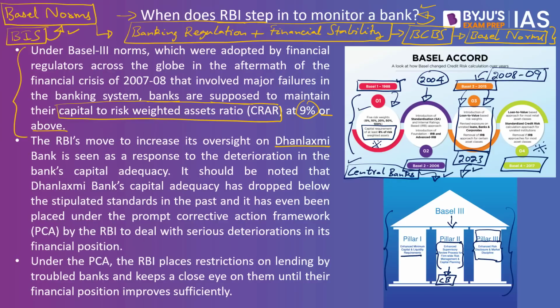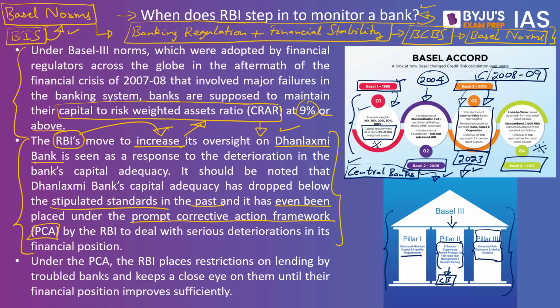So in the recent case of the Dhanlakshmi Bank and the crisis the bank is facing, RBI has invoked its extraordinary powers to monitor the situation of the bank as per the Basel III norms, and RBI is keeping a close watch on the capital adequacy ratio of the Dhanlakshmi Bank. Along with this, the RBI has stipulated various measures to be taken by the bank under a prompt corrective action framework in order to strengthen the financial position of the bank.